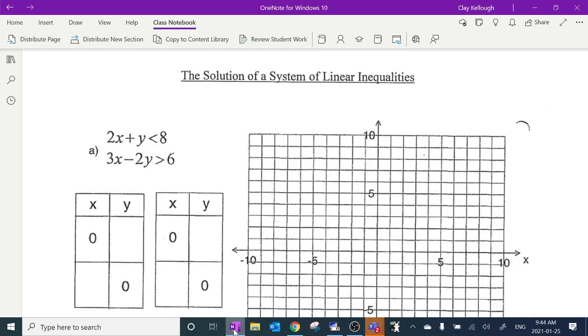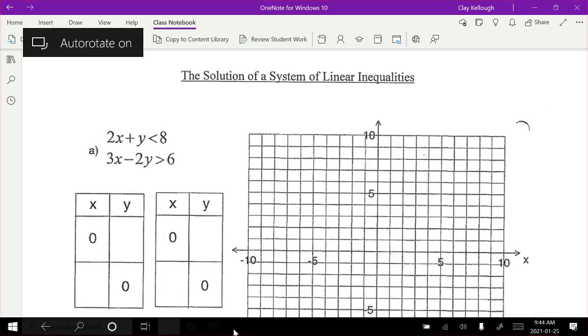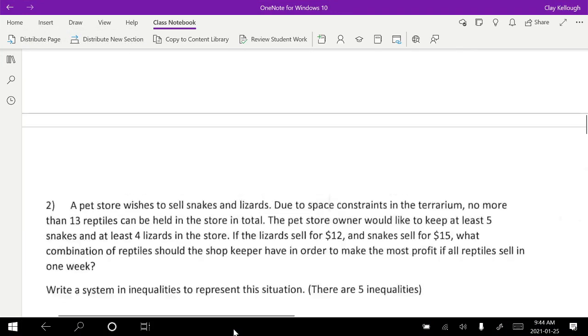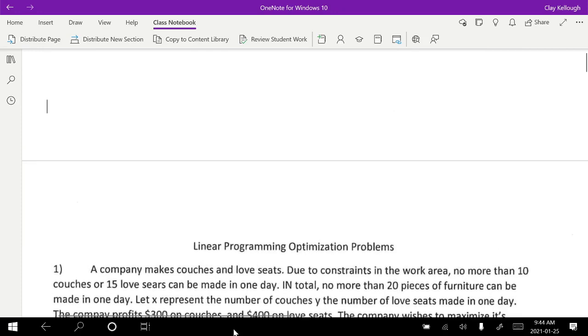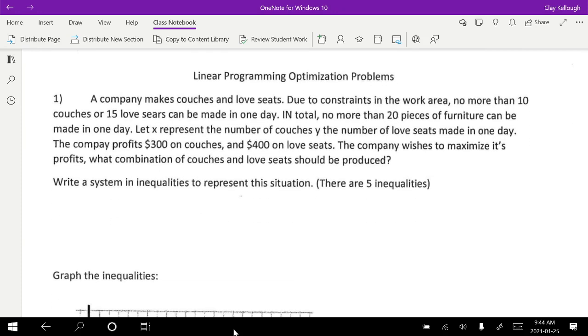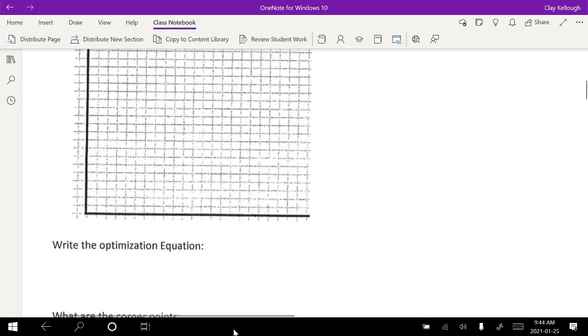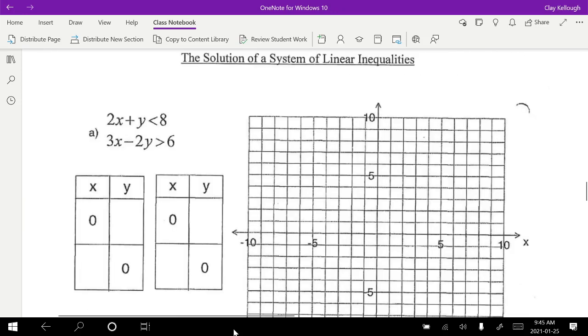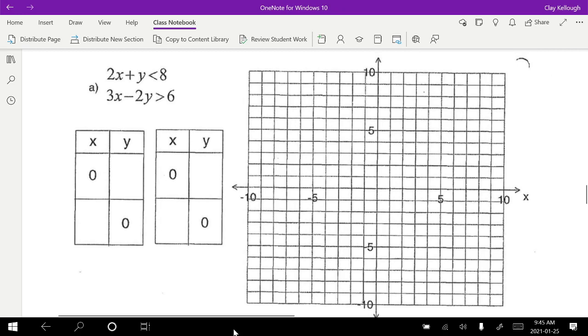And here we go. Solution of a system of linear inequalities is what we're doing today. So for those of you who might be looking, hey, where's that page? It's the back of these optimization linear programming problems, which we'll do after. I think I like doing this in the order of the ones without the word problems first. So let's take a look at that.